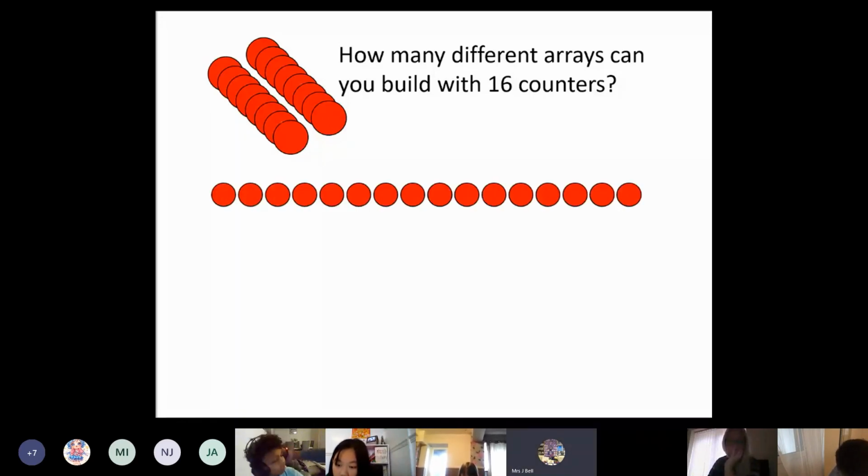Let's have a look. So there's Sergo's array. 1 multiplied by 16 and 16 multiplied by 1.